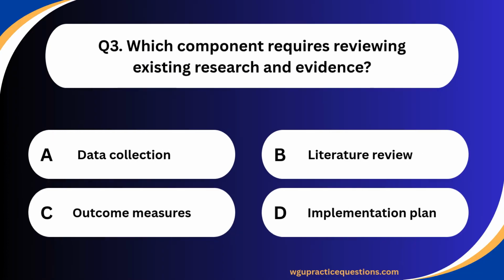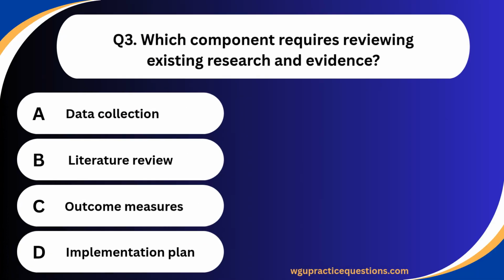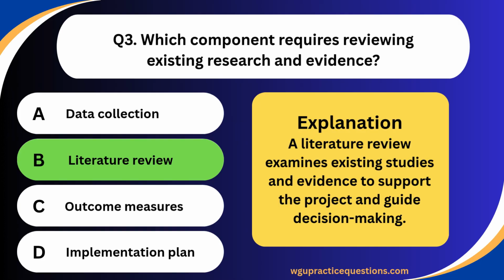Question 3. Which component requires reviewing existing research and evidence? A. Data collection. B. Literature review. C. Outcome measures. D. Implementation plan. Which one is the correct answer? The correct answer is B. Literature review. Explanation. A literature review examines existing studies and evidence to support the project and guide decision-making.